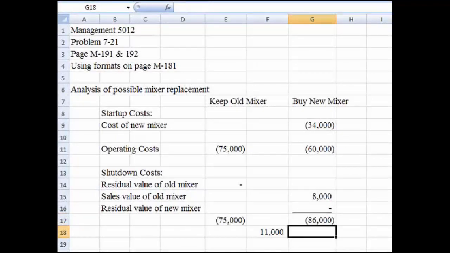The result of the analysis says that to keep the old mixer would cost the company $75,000. To buy the new mixer and sell the old one would cost the company $86,000. The bottom line is that it's $11,000 better to keep the old mixer than to buy the new one. As I said earlier on, this type of analysis could be something that could be useful even in your home.